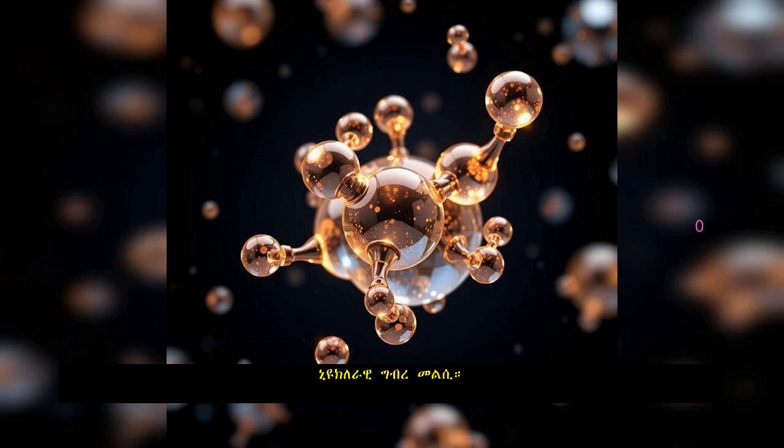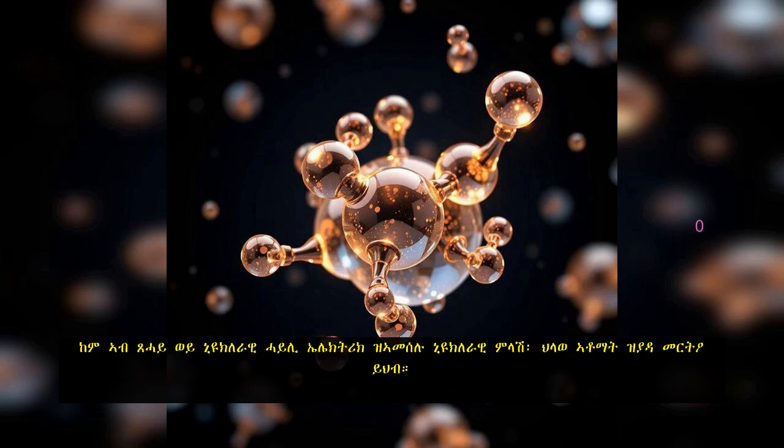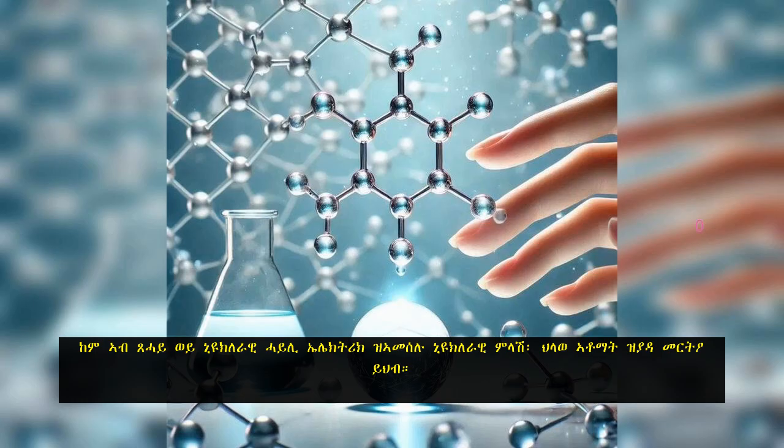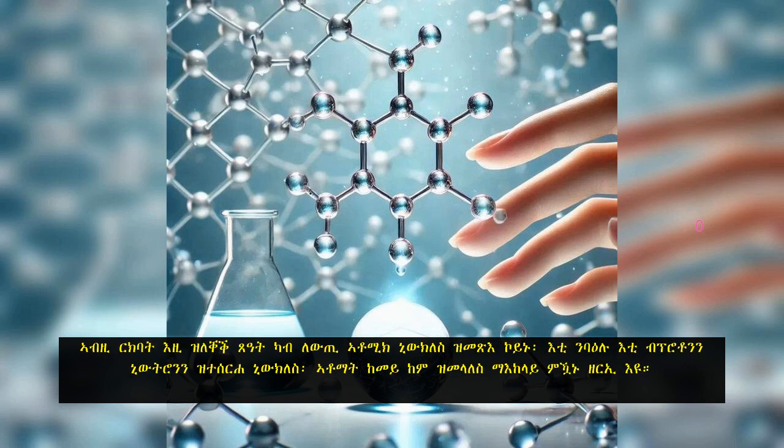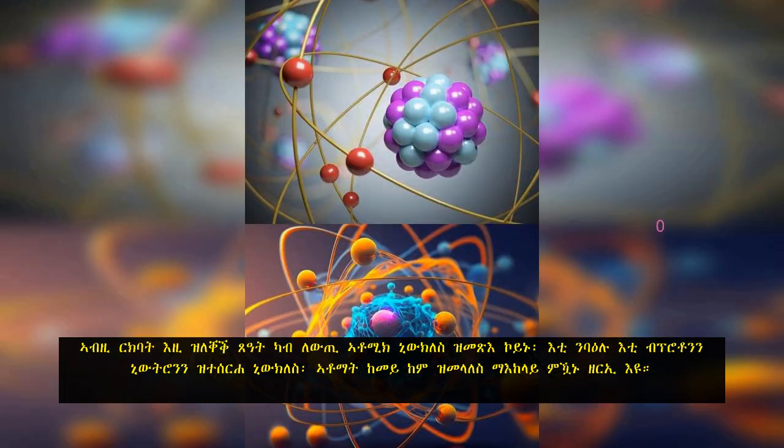G. Nuclear reactions. Nuclear reactions, such as those in the sun or nuclear power plants, provide further proof of the existence of atoms. The energy released in these reactions comes from changes in atomic nuclei, showing that the nucleus itself, which is made of protons and neutrons, is central to how atoms behave.